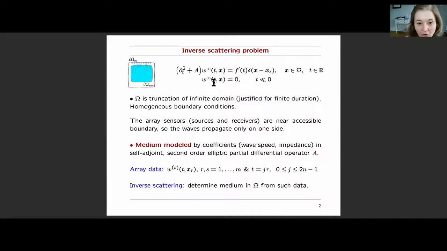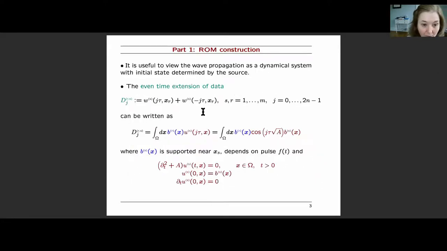And if you look here, you see that for negative time, the wave, because of the initial condition, is going to be non-zero only for a very short time, which is within the support of the pulse. And over that time, due to causality, it is only going to depend on the medium near the sensors, which we know, which is homogeneous. So therefore, this can be computed. For J tau, for time instances longer than the duration of the pulse, this is exactly the same as what we measure. So we don't lose anything by doing this even time extension.